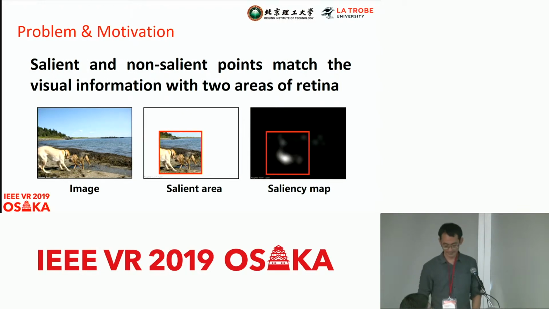The term saliency describes the distinctive nature of an area or object which makes it stand out from its surroundings. And eye fixation can be used to maintain a visual gaze on a salient area in the user's view. According to visual neurophysiology, both salient and non-salient points in the view are classified to accurately match the vision information with the two different areas of the retina.